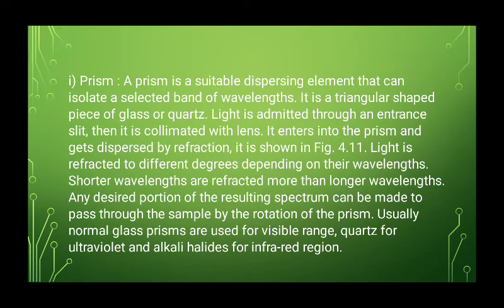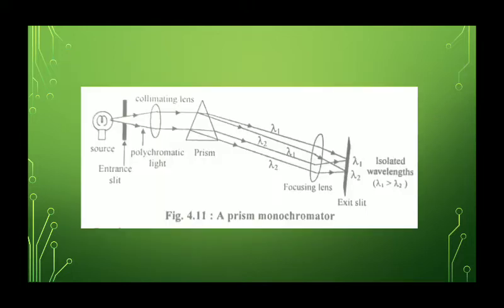Prism is a suitable dispersing element that can isolate a selected band of wavelength. It is a triangular shaped piece of glass or quartz. Light is admitted through an entrance slit, then it is collimated with a lens. It enters into the prism and gets dispersed by refraction. It is shown in this figure.